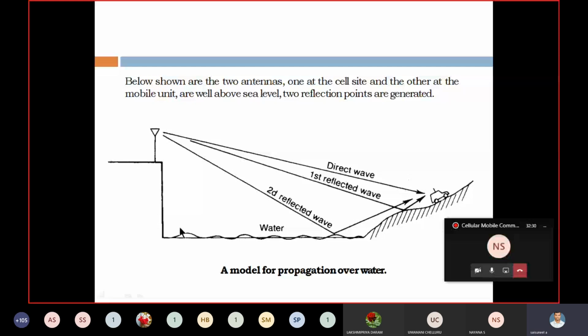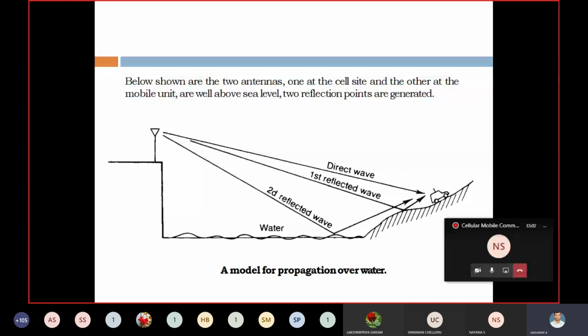Here how many waves do we have to consider? Three waves: one direct wave and two reflected waves. The first reflected wave is from the ground, the second reflected wave is from water. We will discuss this figure again later. Before going to that, first we have to consider.